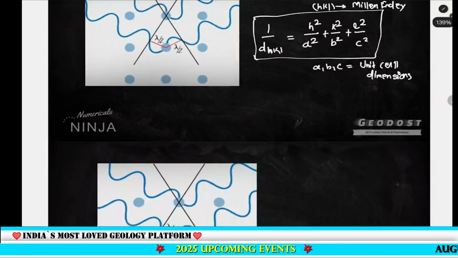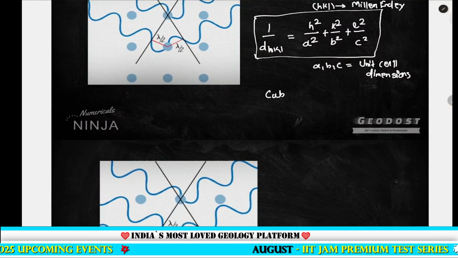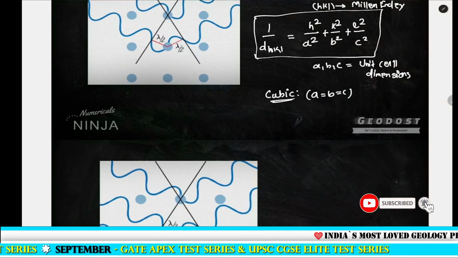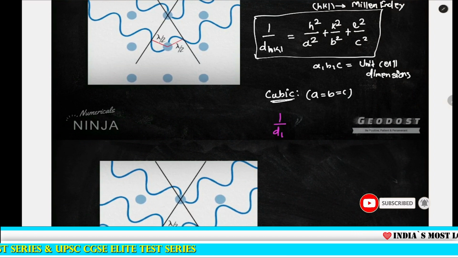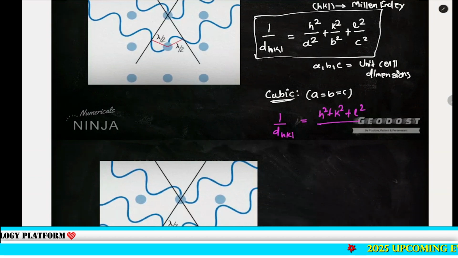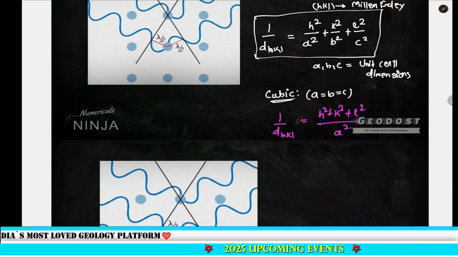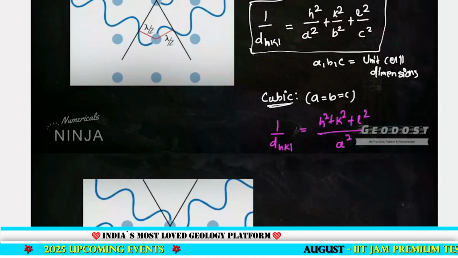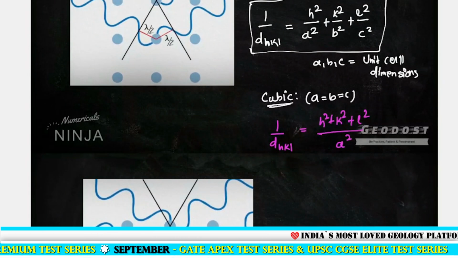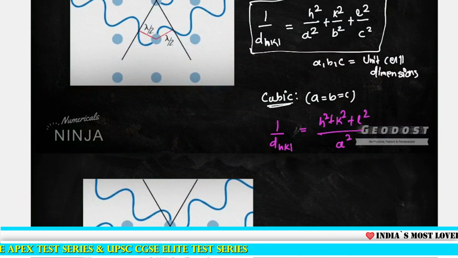Okay, so if you are getting all the things correctly, now tell me what it will be for the cubic. In cubic cases we know a is equal to b is equal to c. So what it will be? It will be 1 by d_hkl, d 100 or whatever it will be. So h square plus k square plus l square divided by a is equal to b is equal to c, so this becomes a square. Getting my point? For cubic it will be h square plus k square plus l square divided by a square, because b square is equal to a square, c square equal to a square. So if we take all of them, it is going to give you the same thing.